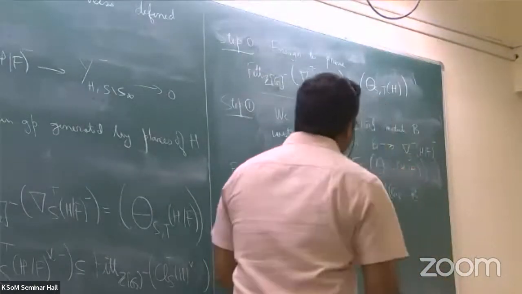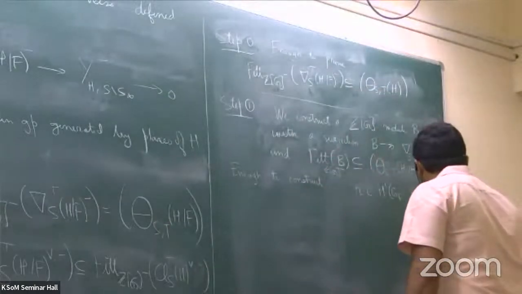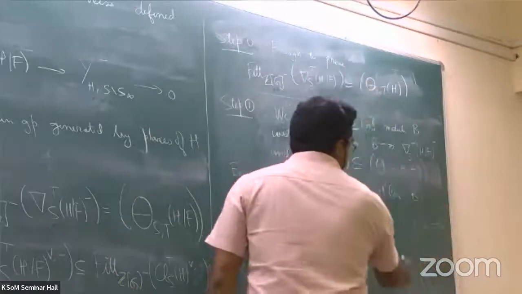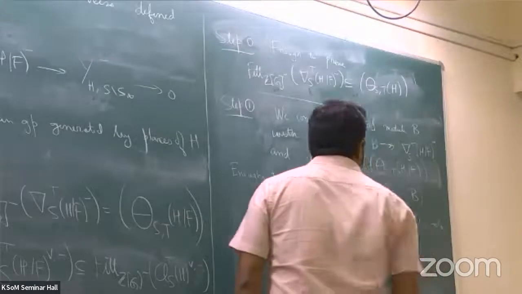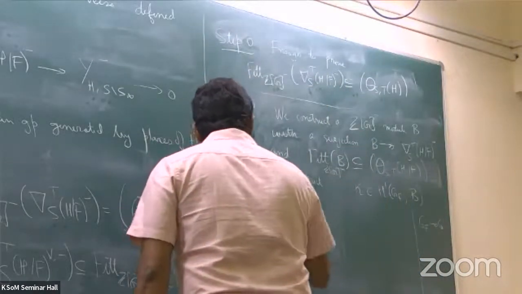So B is then a ZG module, right? And there's a surjection from GF to G, so it becomes a GF module. So that's what I mean when I write it like this, such that it satisfies a bunch of properties.